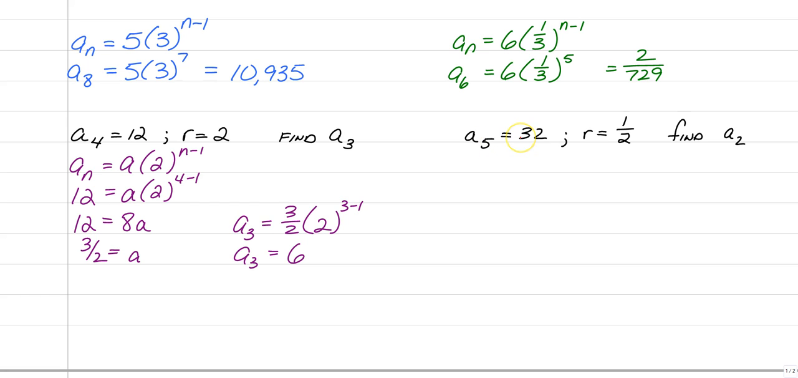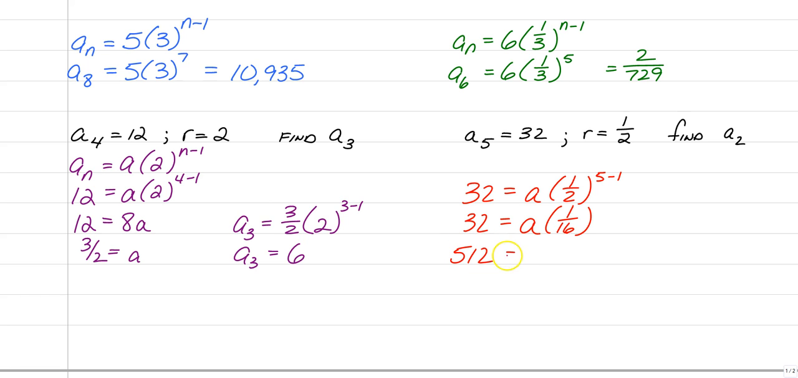Okay, so we know a sub 5 is equal to 32. So we have 32 is equal to our initial term times the rate given as 1/2 raised to the 5th term minus 1. So all we did there is substitute in what we knew. So 32 is equal to a times 1/2 to the 4th power, which would be 1/16. Solve for a by multiplying both sides by the reciprocal, and we know that 512 is equal to a. So we have a now.